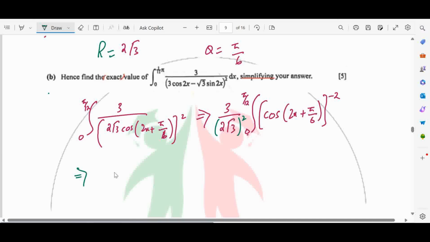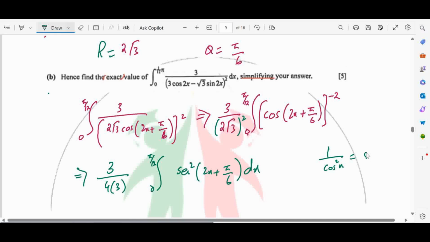This will be 3 divided by 4 into 3. Now I am directly integrating it, so we use the power rule, this will be minus 2 into, okay, how can we integrate, we need to add one thing, yes, so plus 1. Now from 0 to pi by 12, let me replace it: this will basically be secant square of 2x plus pi by 6 dx, because we know that 1 by cos square of x equals secant square of x.